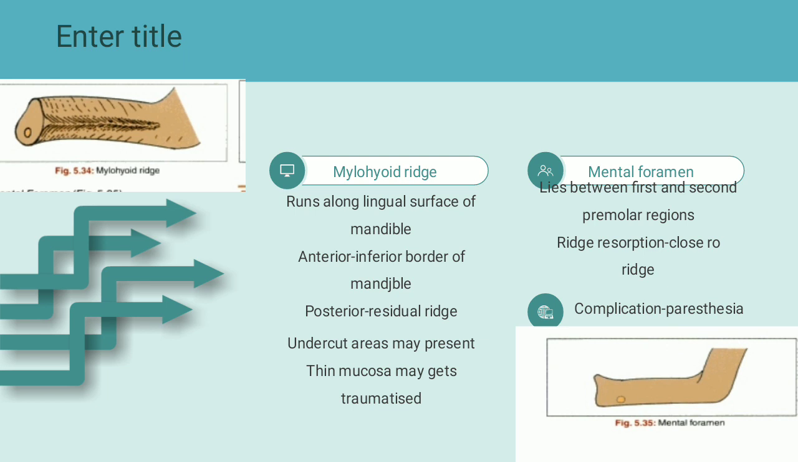Next one, that is the mental foramen. Actually, we can see it in the first and second premolar ridges, and it is a depression that we can palpate with a finger. It also lies between the first and second premolar region. Ridge resorption is very close to the ridge. The complication of the mental foramen is paresthesia. If, while recording the impression, the mental foramen or any other structures are not recorded, complications will occur severely.